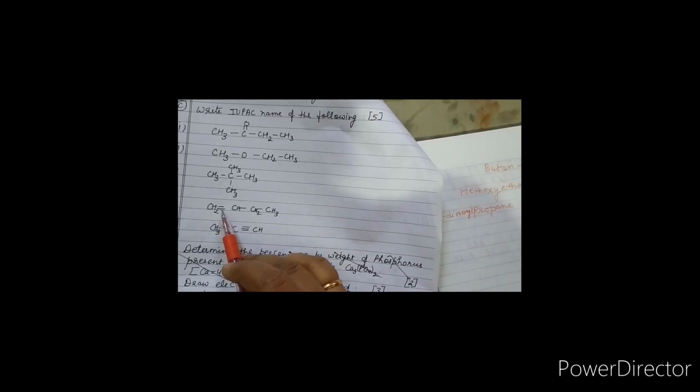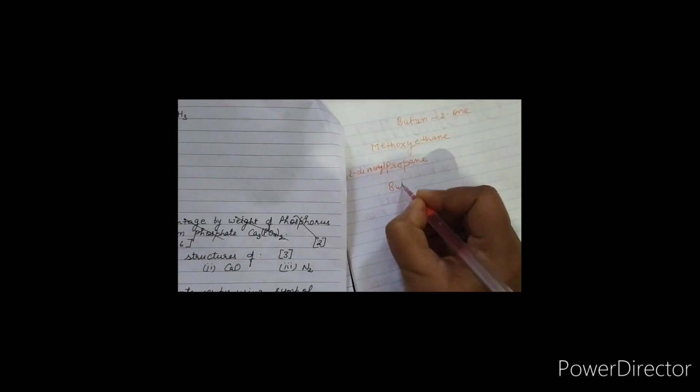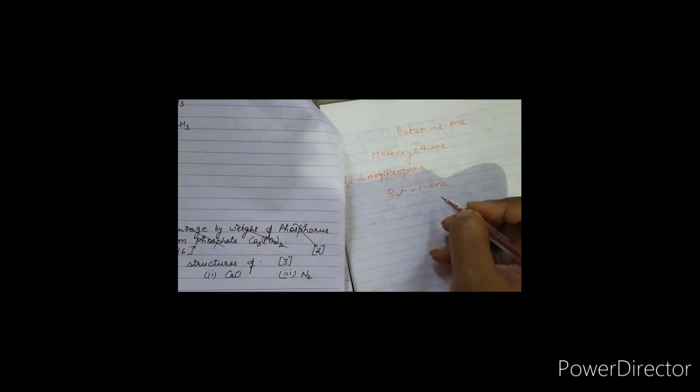Next is an alkene having a double bond, so numbering you will do from this side, to give the lowest locant number to this functional group: 1, 2, 3, 4, and for 4 you write but-, and the double bond is at first position, so you will write but-1-ene, or you can simply write 1-butene.